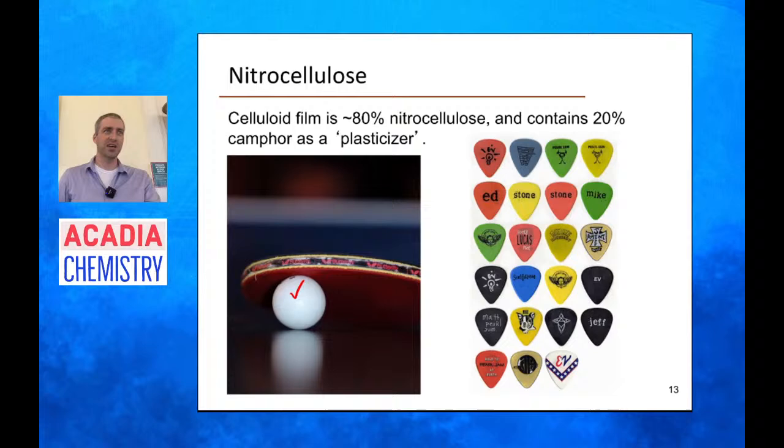Guitar picks are often made out of nitrocellulose too, mainly because for a guitar pick, you want it to be firm but flexible. You need the right degree of flexibility in the plastic.